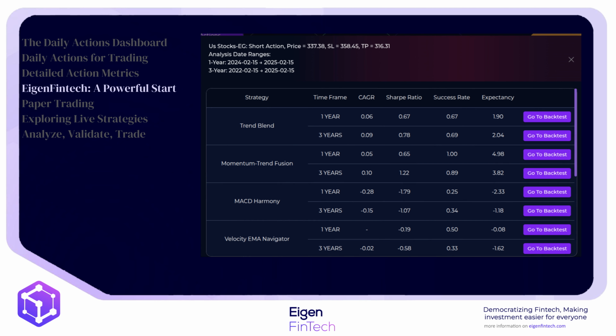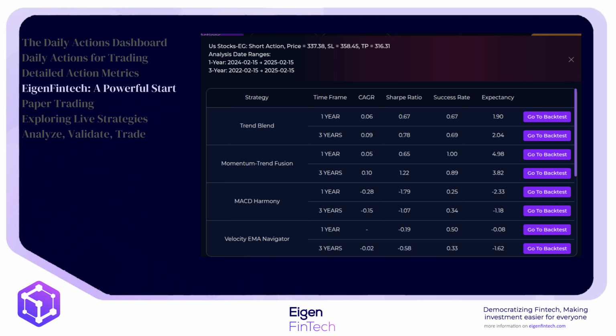Clicking Show Details brings you here, to the Detailed Analysis screen. This is where you find actionable metrics for risk management. Eigenfintech provides suggested stop loss, or SL, and take profit, or TP, levels for the action. For the EG short trade, we see a suggested SL at 358.45 and a TP at 316.31. These are crucial for defining your exit strategy.